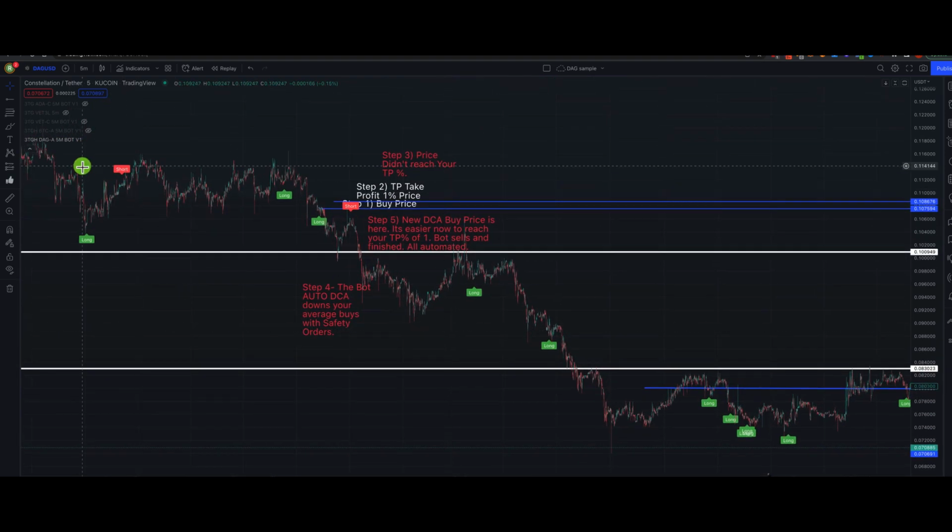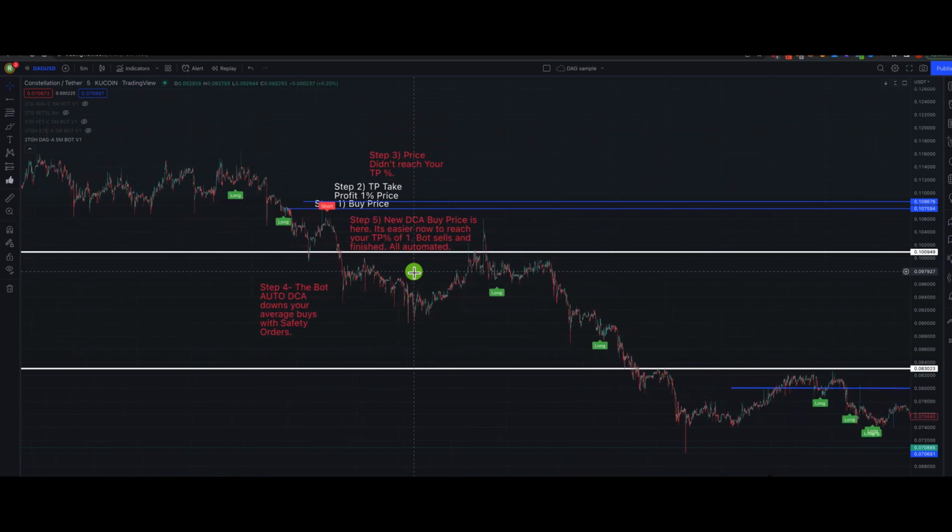And pretty much this is an aggressive one I quickly made up. So it's not fine-tuned exactly. This is super aggressive, where you're going to have to make sure that your strategy is right, meaning your safety orders and your take profit percent as well.